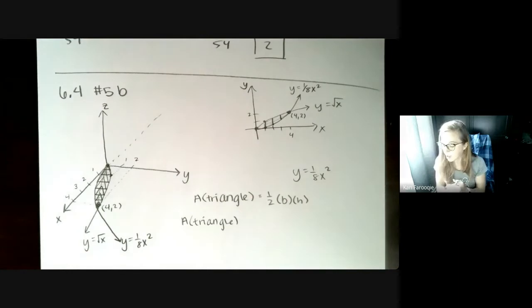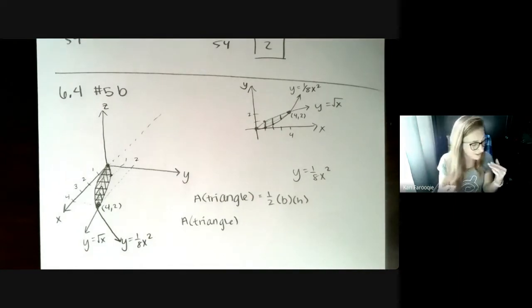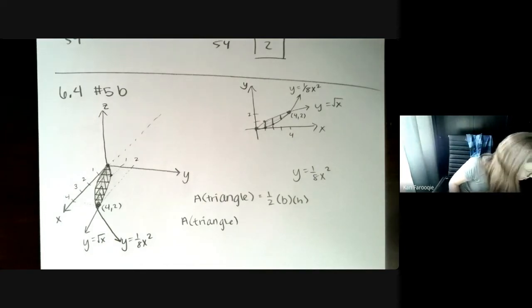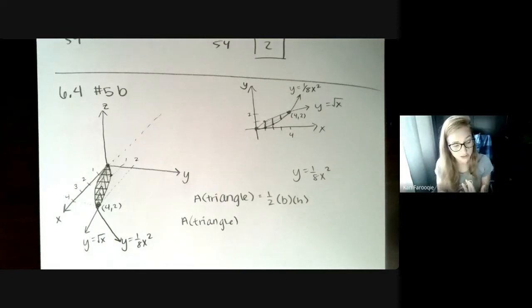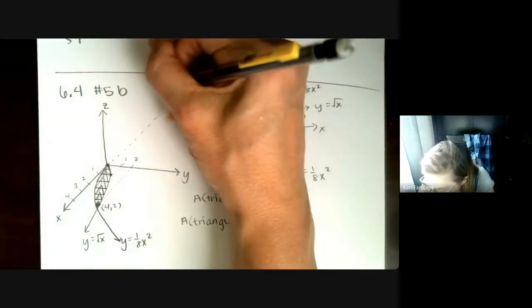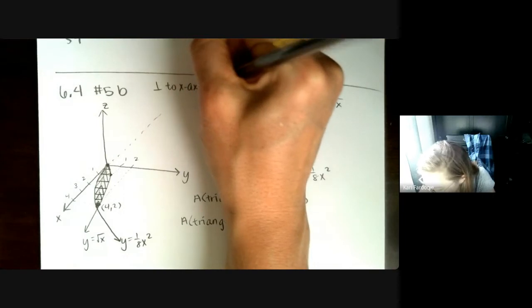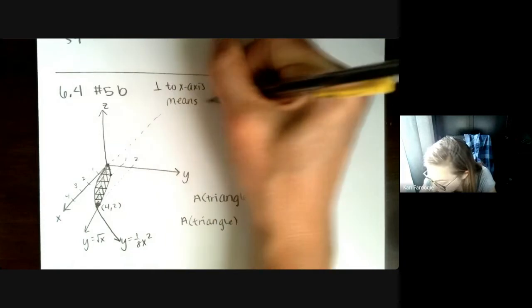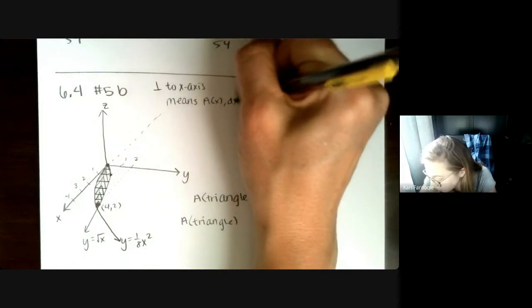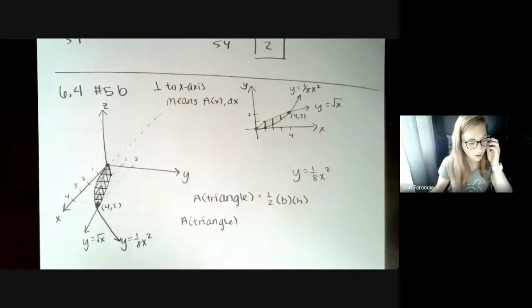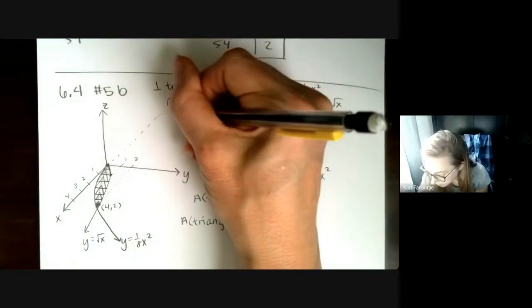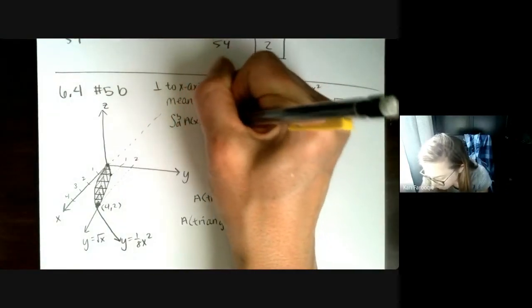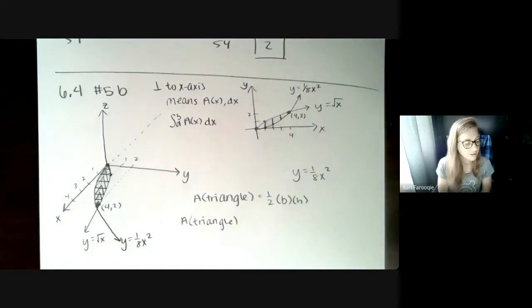Okay. So the base of our triangle is going to be, oh, and by the way, I said we are perpendicular to the x-axis. Remember, we made a big deal about this. If we're perpendicular to the x-axis, we need a dx integral. I should have made a big deal about that at the beginning. It means that we need A of x and dx. So we're looking for the integral from a to b of A of x dx for our volume.